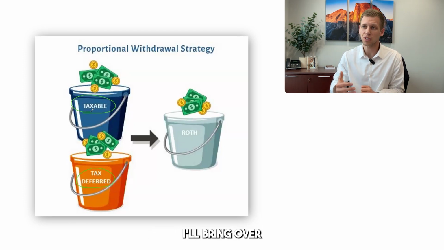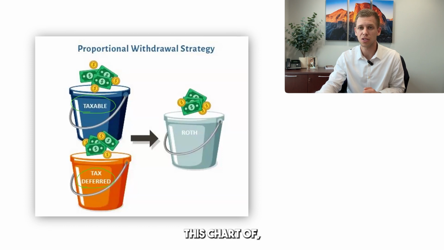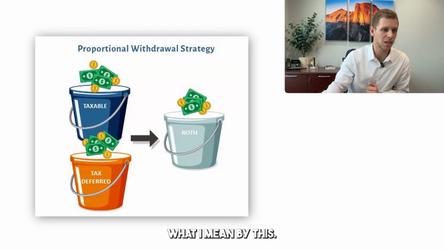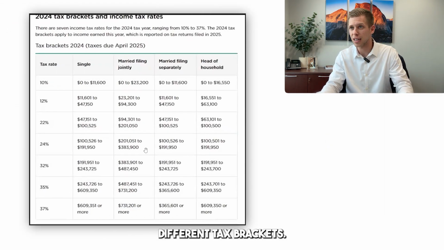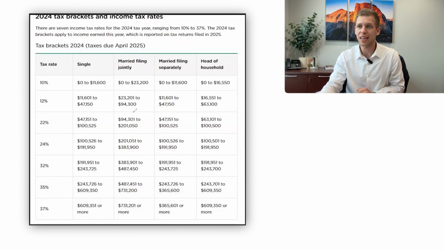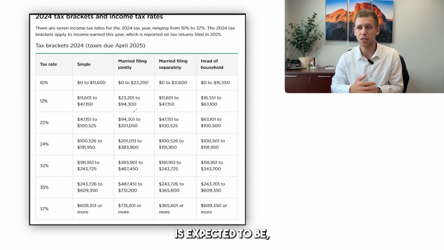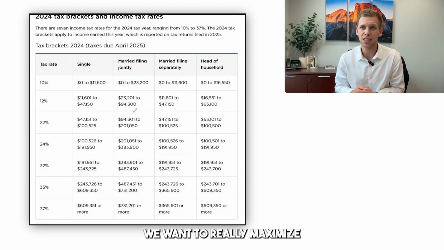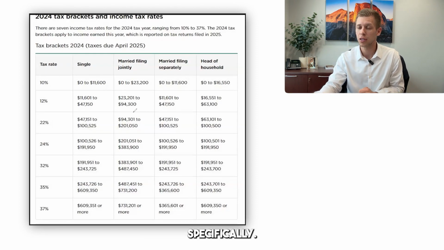And so to illustrate this, I'll bring over this chart of the tax brackets and kind of explain what I mean by this. So this is a look at the different tax brackets. And one thing we'll do for our clients is we'll look at, hey, based on where your current income is expected to be, we want to really maximize these lower tax brackets. So specifically, we can look at this 10 to 12% tax rate here.